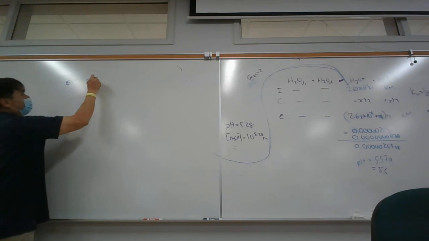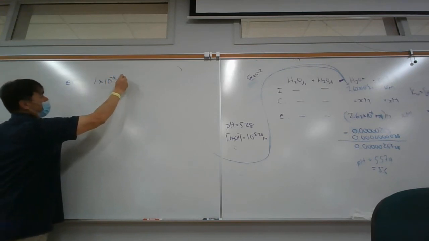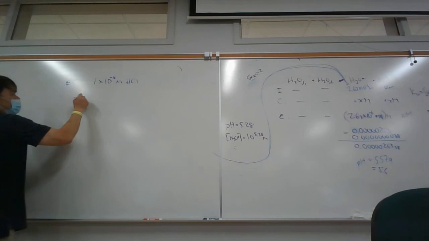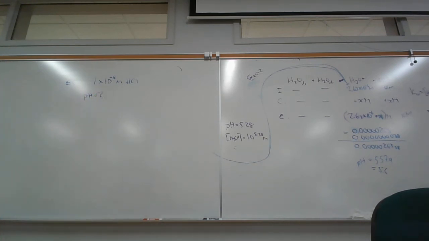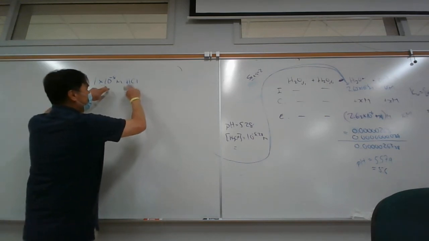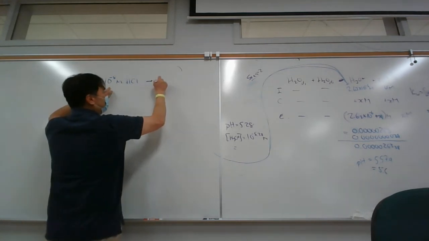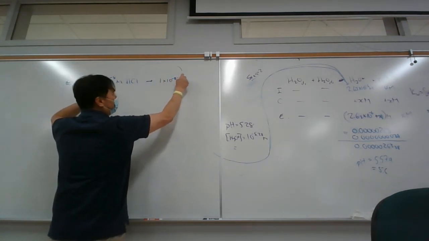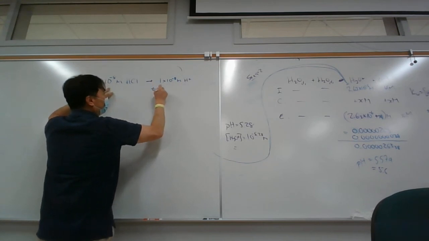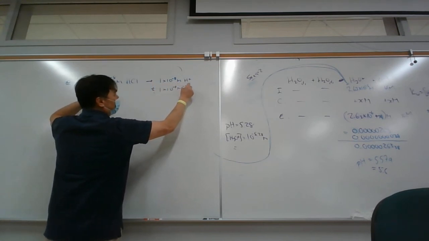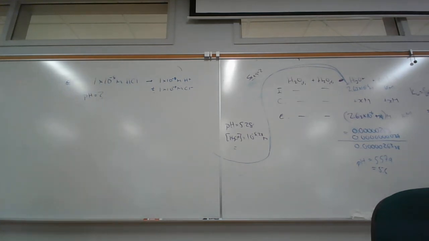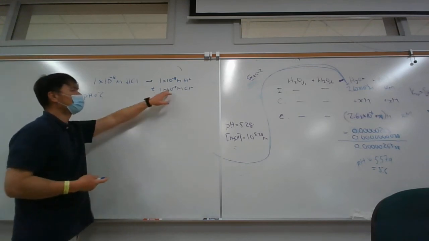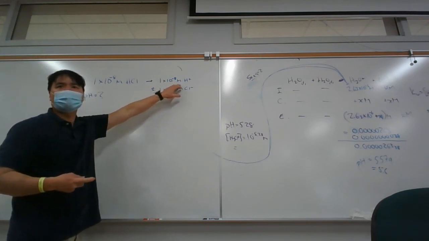This example is going to be 1 times 10 to the minus 8 molar HCl. What is the pH of 1 times 10 to the minus 8 molar HCl? We know that HCl is a strong acid, so I'm going to get 1 times 10 to the minus 8 molar H plus and 1 times 10 to the minus 8 molar Cl minus. Cl minus is not a Bronsted acid or base. You know, it actually is a Bronsted base, but it's too weak. And so it's neutral.